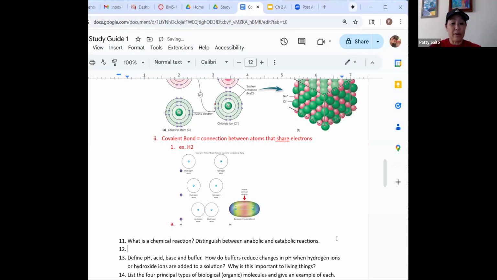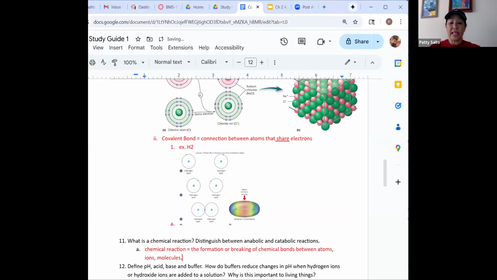So now we have the ability to make molecules. What are some types of reactions that can occur in our body? We process food, we break down things, we build up things, we get a cut, we have to heal, we have to build molecules and build more tissue. So let's take a look at a chemical reaction. A chemical reaction is the ability to either build something or break it down, and this occurs between atoms. So building molecules or breaking down molecules, or making ions, is a chemical reaction.